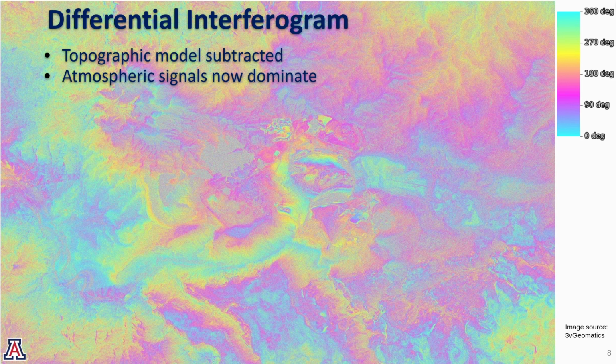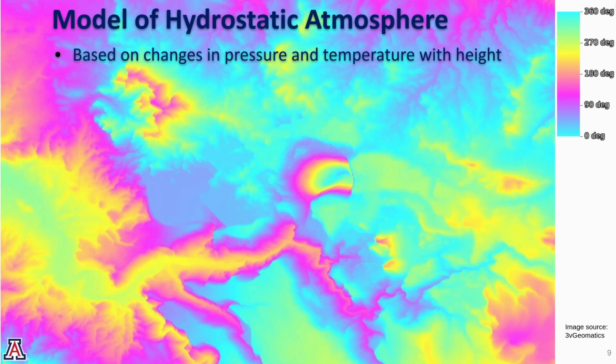So this is a well understood phenomenon, and we can correlate our phase change with our model of the elevation to build a model of hydrostatic atmosphere, which looks like this. Clicking back and forth gives you an idea of how well this model explains hydrostatic atmosphere.